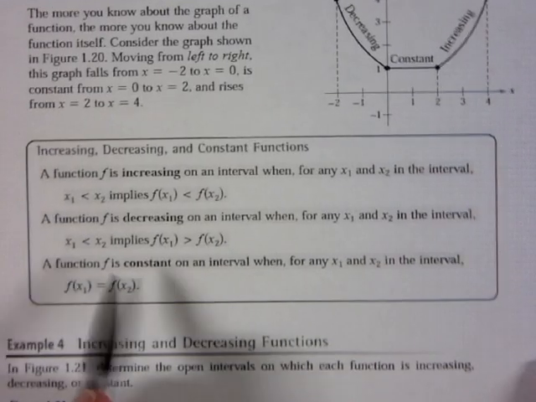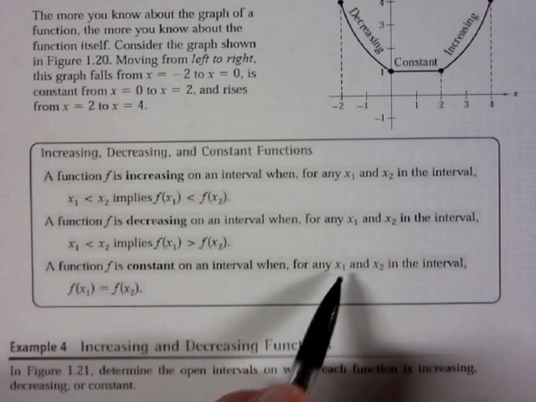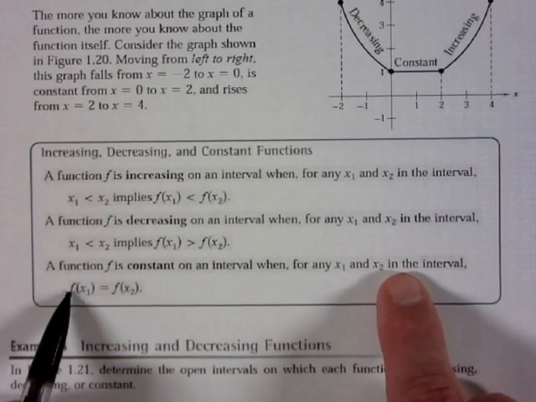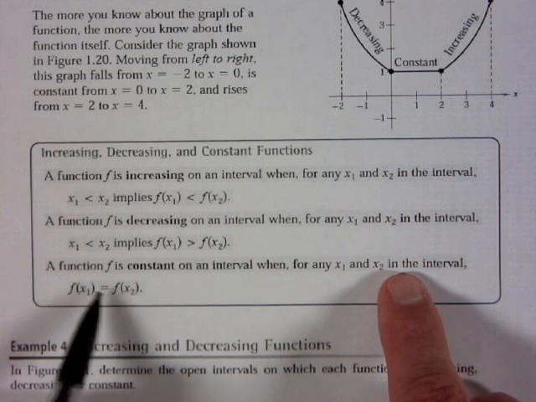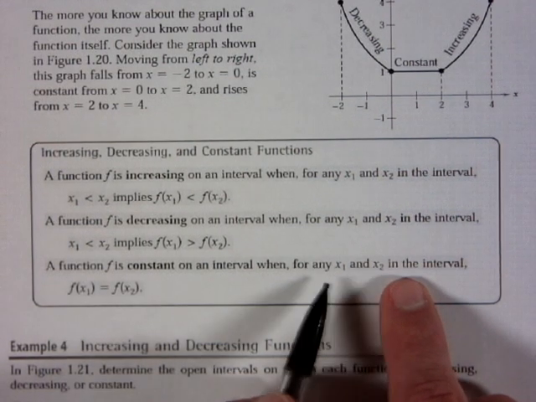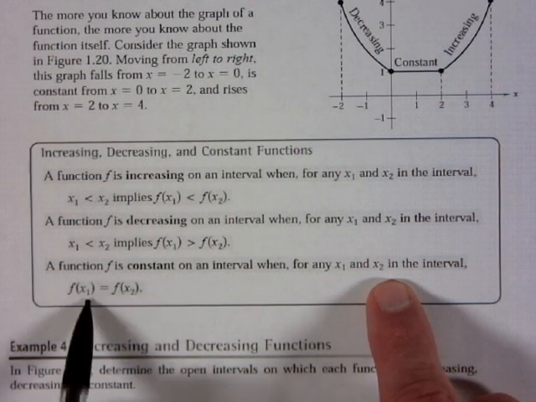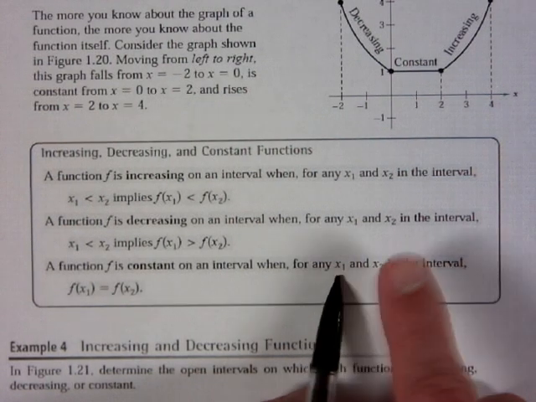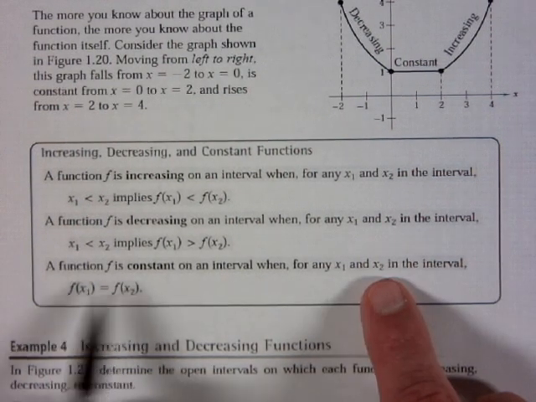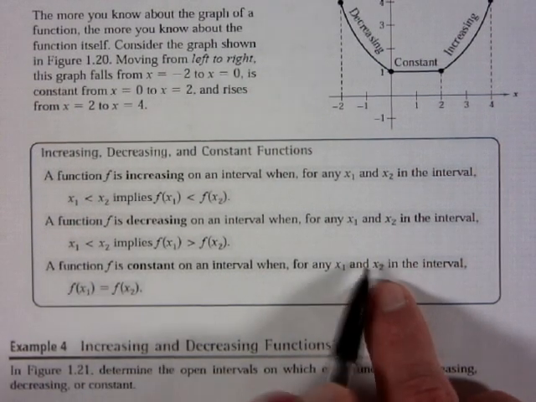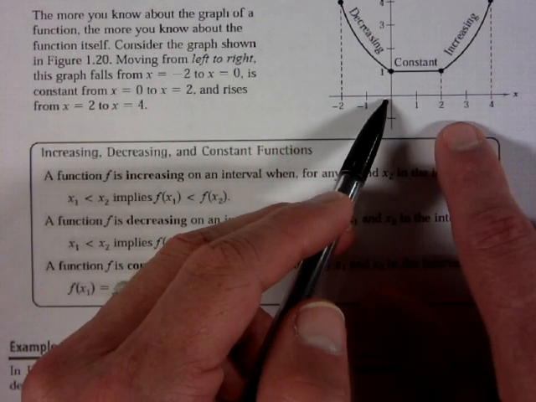All right, so constant, what does that mean? If for any x sub 1 and x sub 2 in the interval, f of x sub 1 equals f of x sub 2. So when you plug these two into the function, you get the same thing every time. And it doesn't matter which one is greater than or less than, you should get the same thing when you evaluate it.